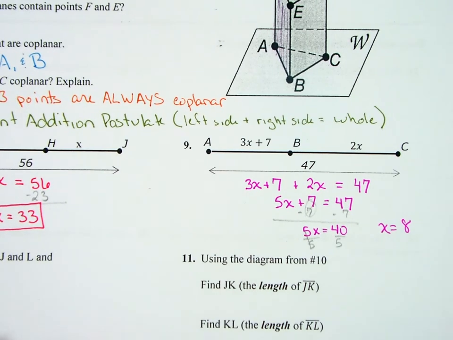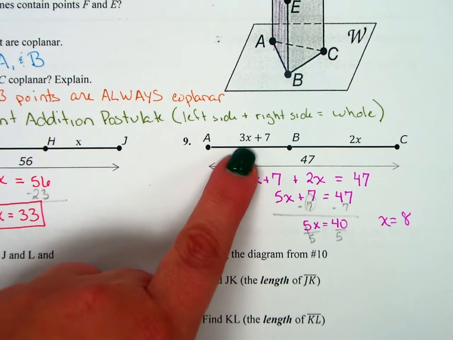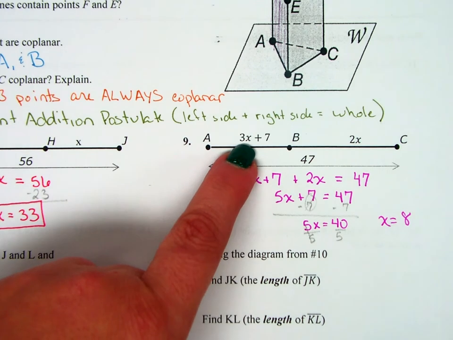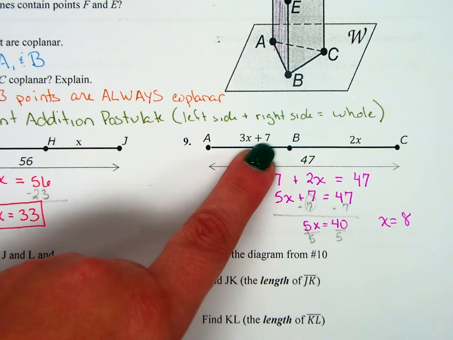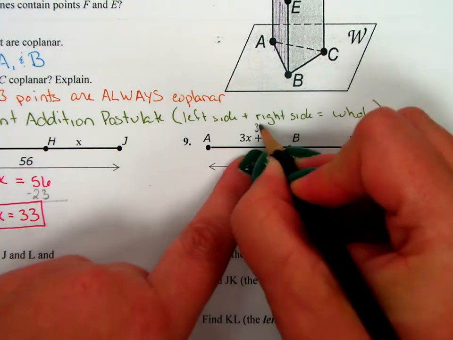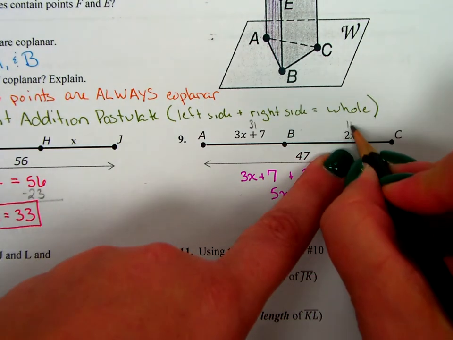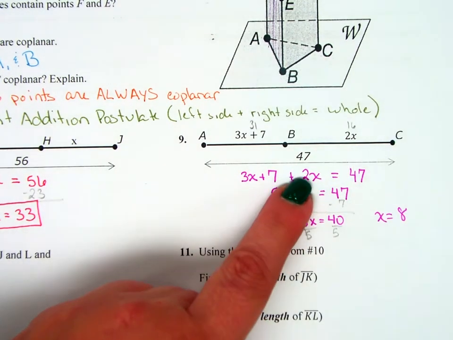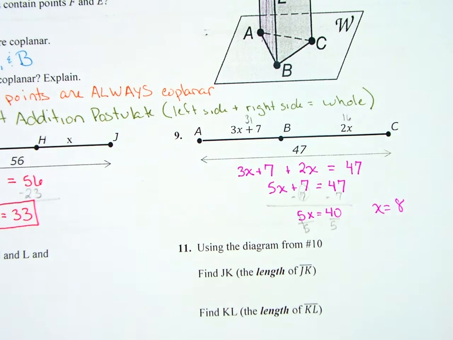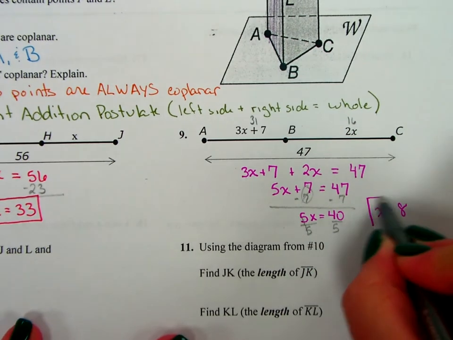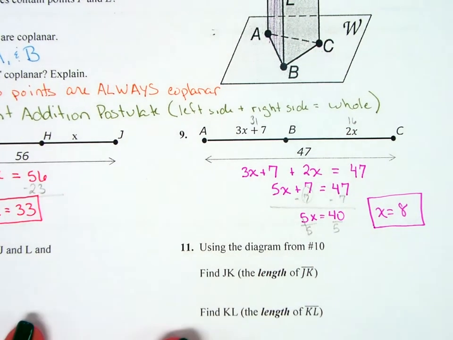No. What should I still do? Check your work. So 3 times 8 is 24 plus 7? 31. 2 times 8 is 16. Does 31 plus 16 equal 47? Yes, we can feel confident that x really does equal 8.